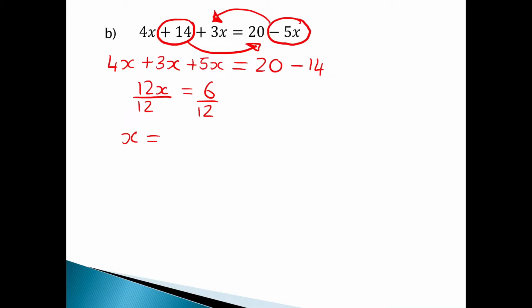by 12. Alright, 6 divided by 12, as you can see, is not going to give me a whole number. So what it ends up being in this case is I'm actually going to have a fraction, and in this fraction I'm going to have 1 over 2. So my fraction that we're looking at is a half. So x equals a half.